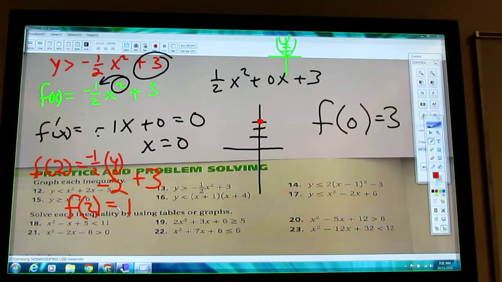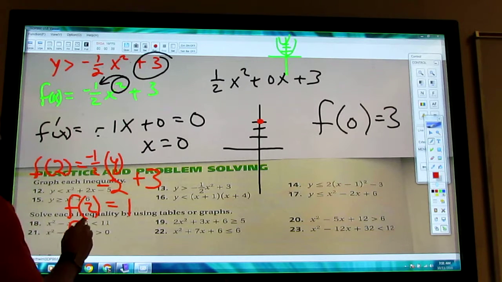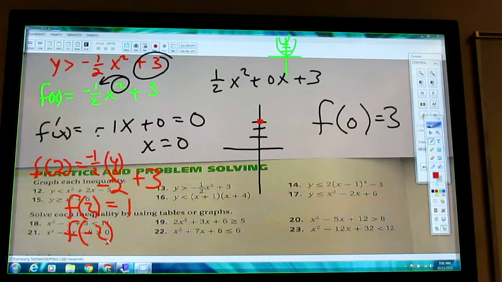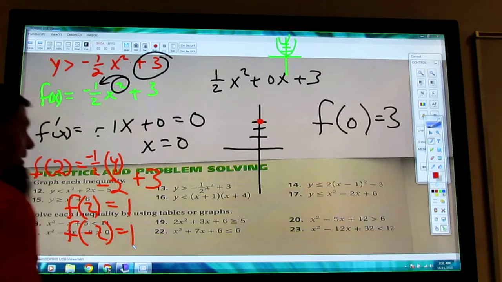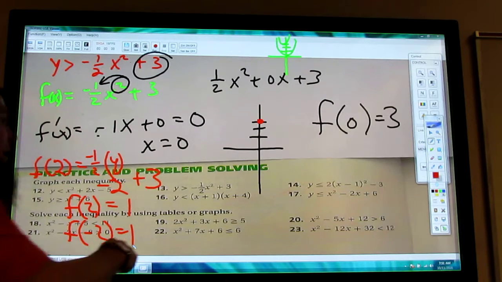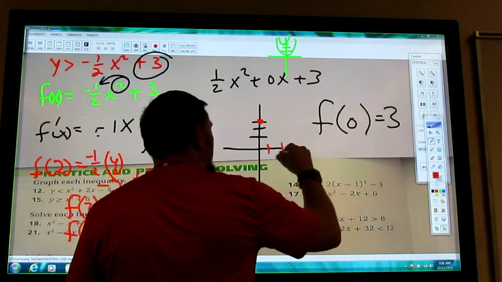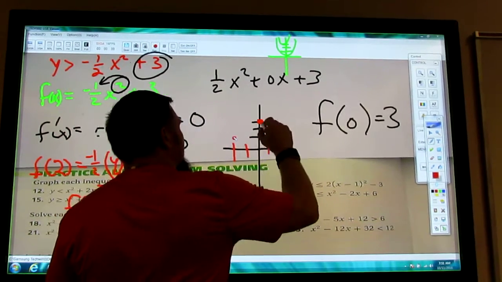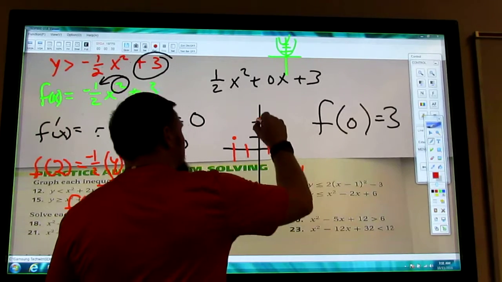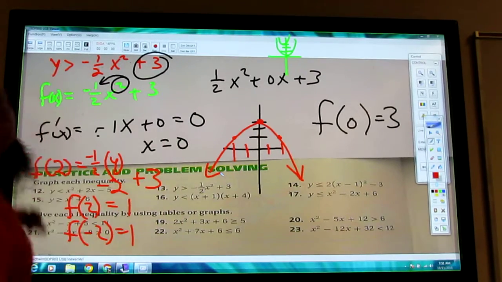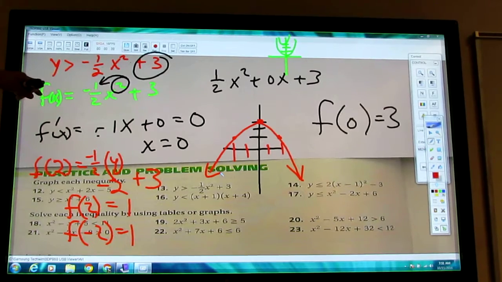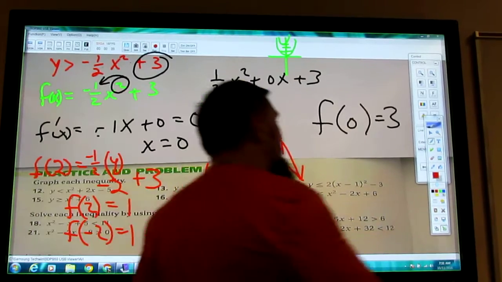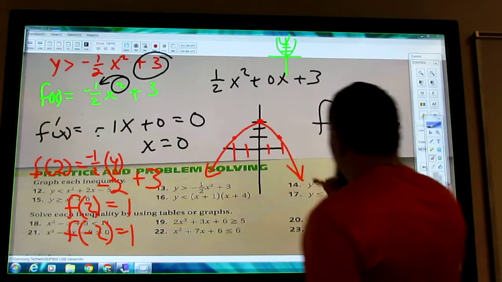Now if I plug in a negative 2, what's going to happen? Same thing, right? Negative 2 squared is 4 still, so it's still going to give me 1. And so at 2 and negative 2, it's going to be at 1. So this is our graph. Now, is it equal to? No. So we're going to go like this.